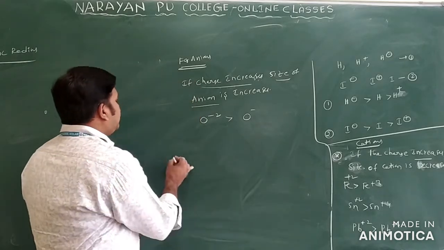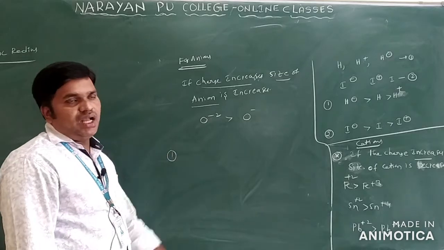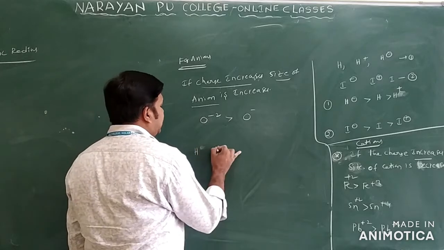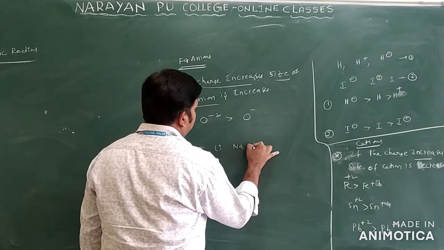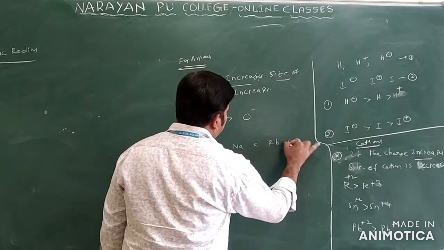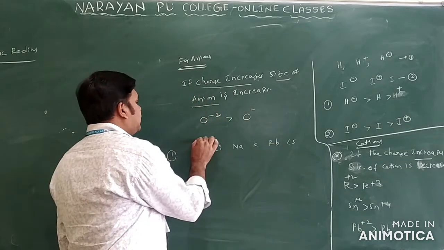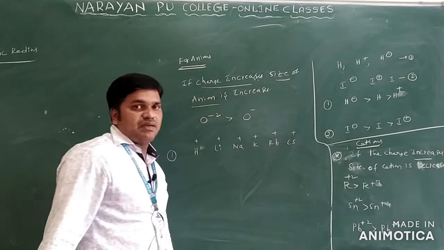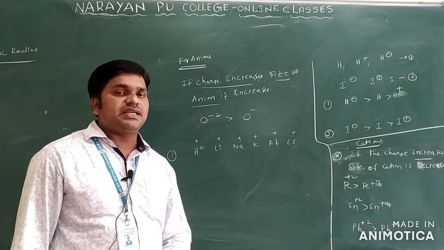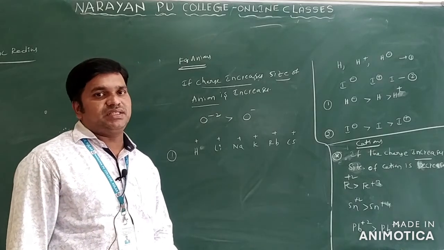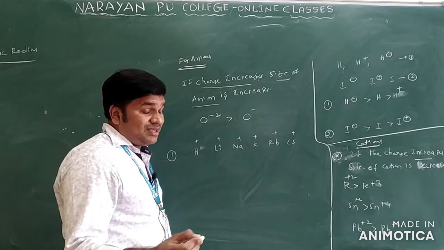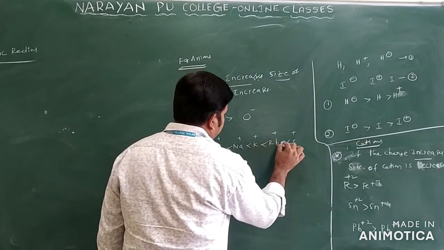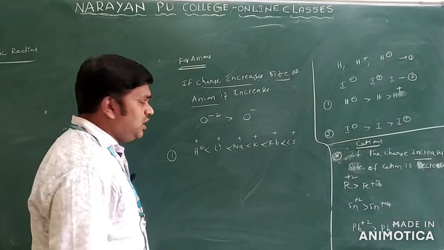Suppose you take the elements from the first group only. What are the first group elements we have? Suppose I am writing here hydrogen, lithium, sodium, potassium, rubidium and cesium. Suppose I want to write the positive charge here: H plus, Na plus, K plus, Rb plus and Cs plus. Clear? Generally in a group from top to bottom, atomic size increases only. This is H plus less than Li plus less than Na plus less than K plus less than Cs plus only. What is the smallest size here?